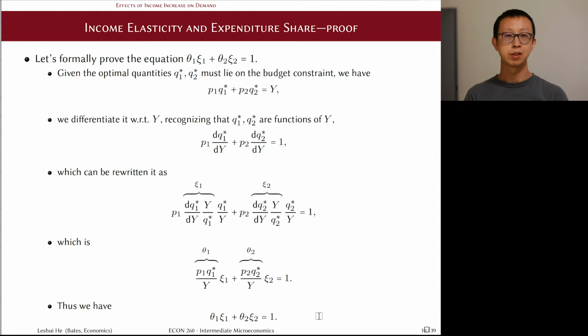Notice that this proof does not rely on the form of the utility function at all. So it works for all Marshallian demand. The trick we used above to write derivatives into elasticities is a very common trick that we will use repeatedly later on. So it is important to understand how it works.